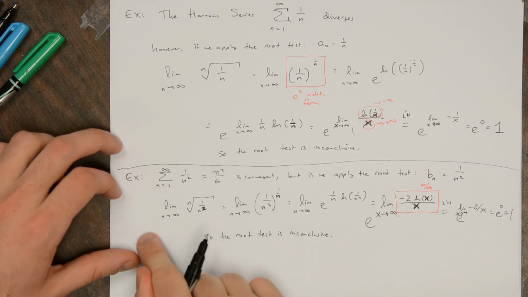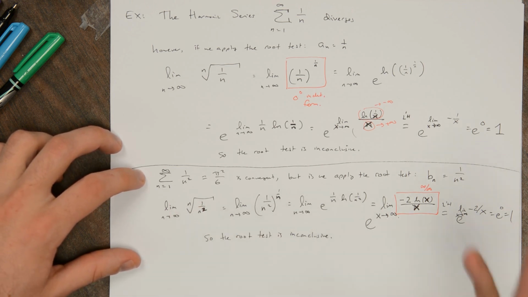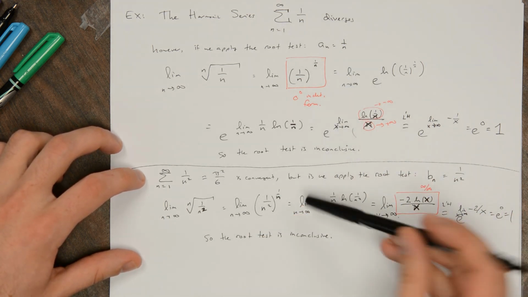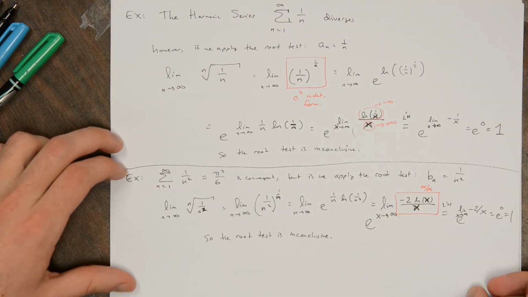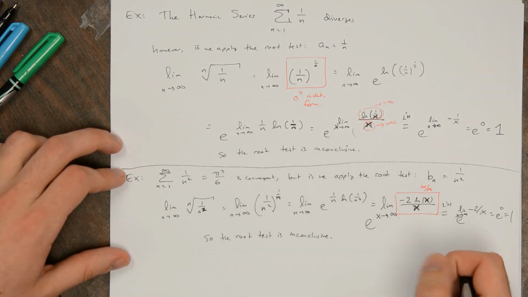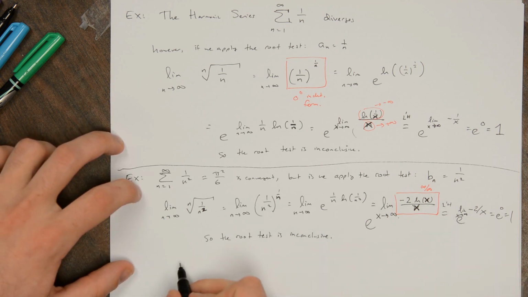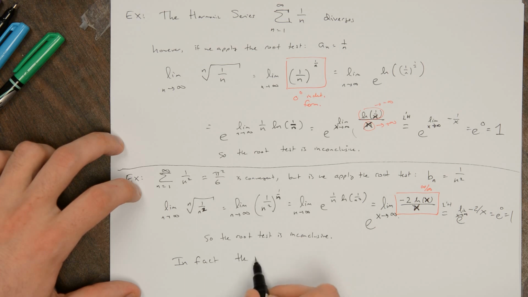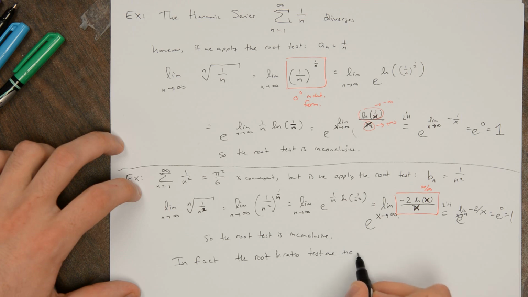So, if you take the limit of the nth roots of the absolute value of the nth term, and you get 1, anything can happen. The series can diverge like the harmonic series, and it can converge like the sum of the reciprocals of squares. And in fact, it's going to be inconclusive for every p series. But fortunately, we already know when p series converge by the integral test. So in fact, the root test and the ratio test are inconclusive for all p series.